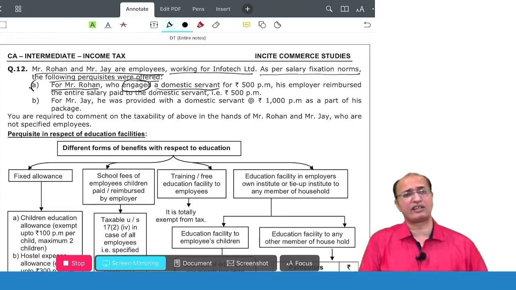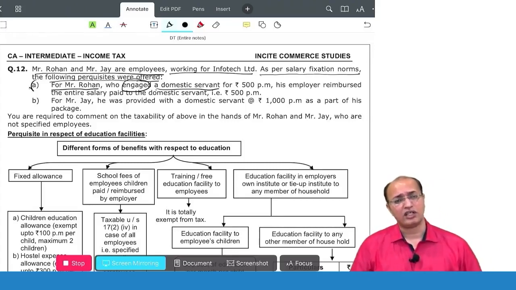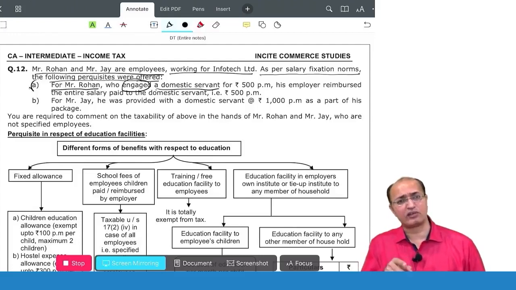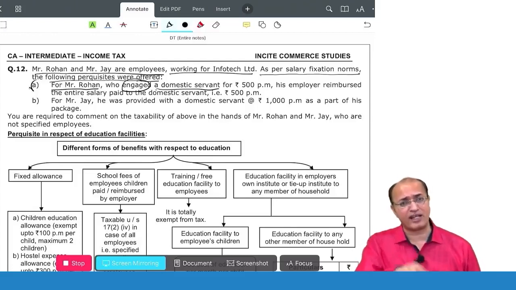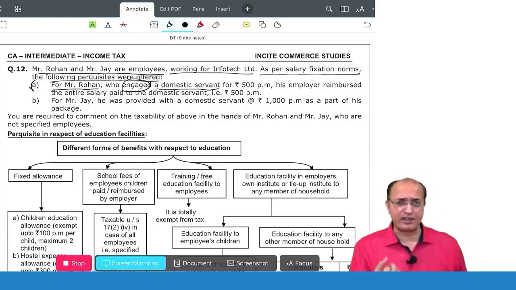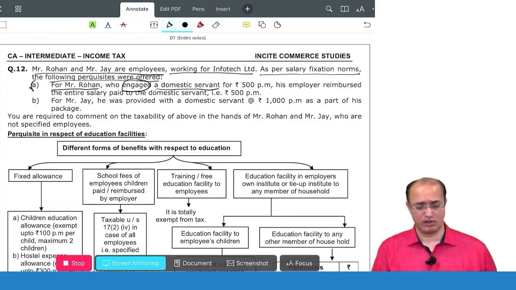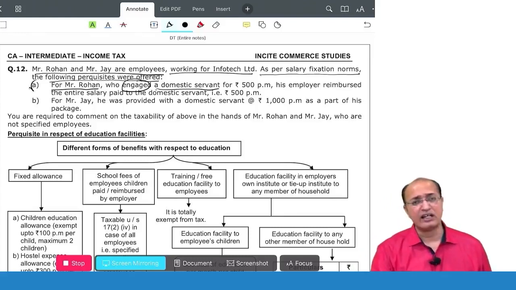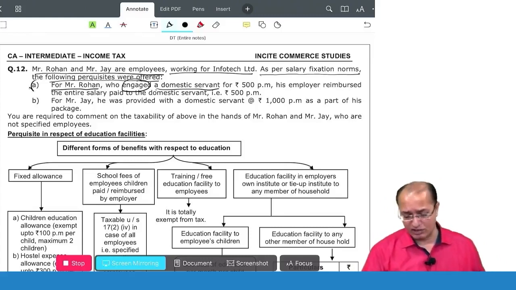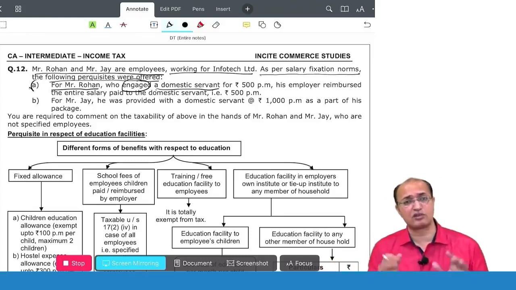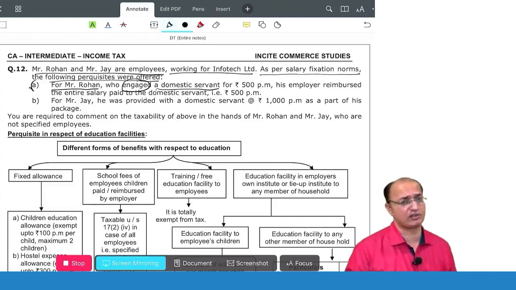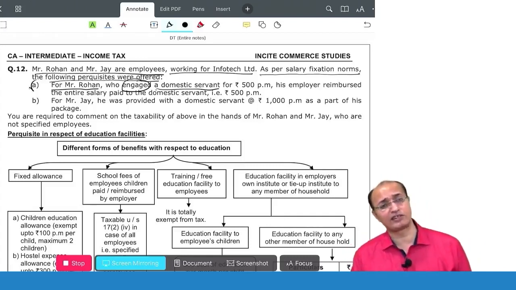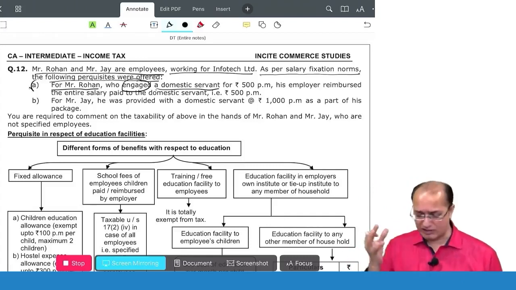In this case, we say that there are two possibilities. If this salary to the domestic servant is paid directly by the employer to the domestic servant, or if it is paid by employee to the domestic servant, subsequently it is reimbursed by the employer. In both the cases, it is covered by which section? It is covered by section 17, subsection 2, clause number 4. And since it is covered by section 17(2)(iv), it is taxable in case of specified as well as non-specified employee.